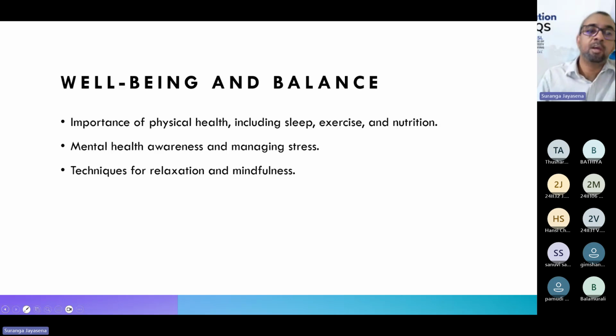Okay, then well-being and balance are also very important. Okay, so the importance of your physical health, including sleeping well enough, doing proper exercise, and having nutrition. Now, don't judge nutrition by the price of your food. Okay, it's a balance that you can have, right?